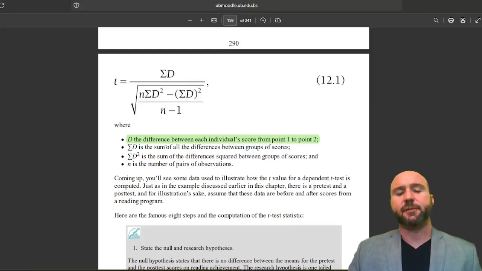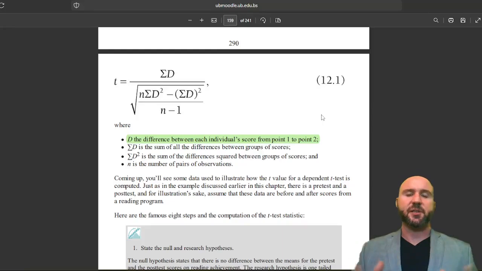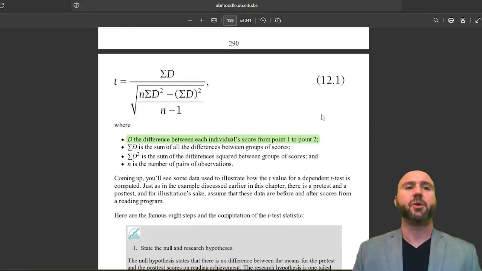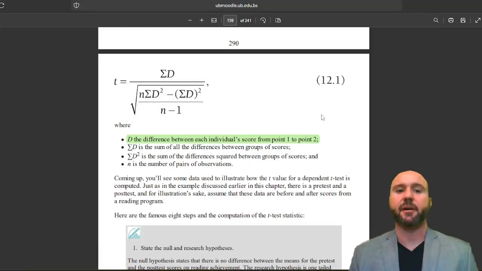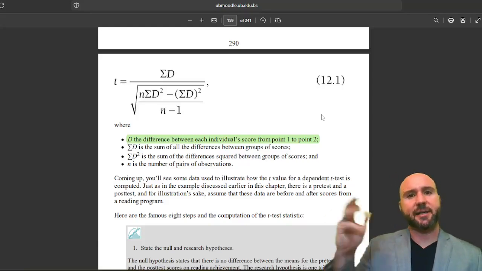So D is the difference between each individual score from point 1 to point 2. So let's say that you have a group of 5th graders, like a single group of 5th graders. And at the beginning of the year, you want to measure something like emotional maturity, right? You're just interested, like what does Mrs. Adderley's class do to the emotional maturity of this group of 5th graders? So you measure emotional maturity however it is at the beginning of the year. Then at the end of the year, you take that same group of kids and do the same study.